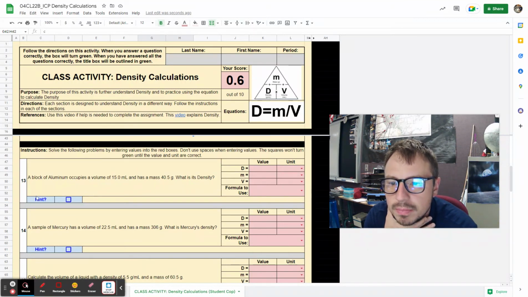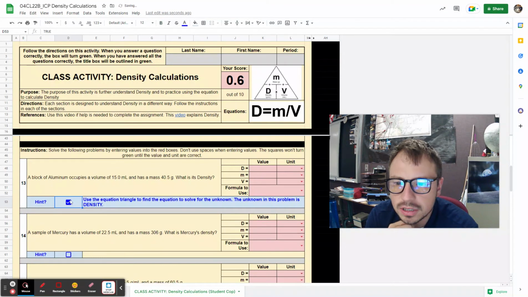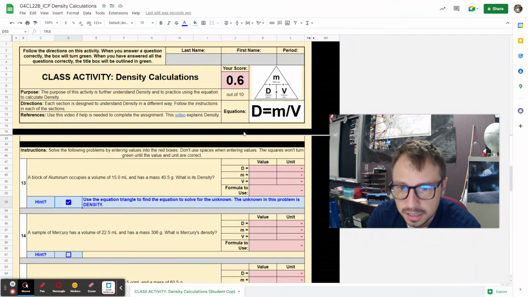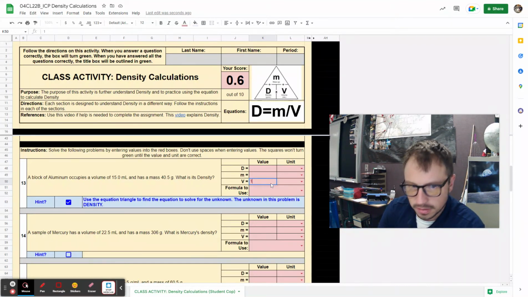A block of aluminum occupies a volume of 15 milliliters and has a mass of 40.5 grams. What is its density? So let's say all of these have a little hint. Use the equation triangle to find the equation to solve for the unknown. The unknown in this problem is density, right? So we're trying to find the density here. So let's just type in what we know. We know the volume is going to be 15.